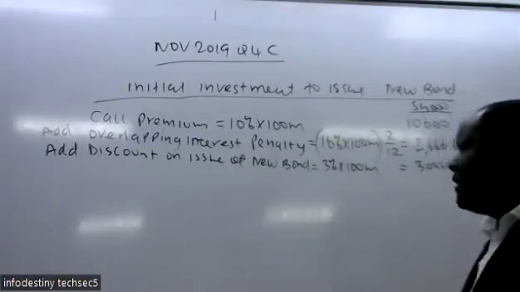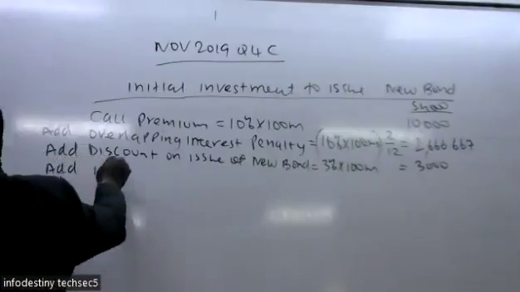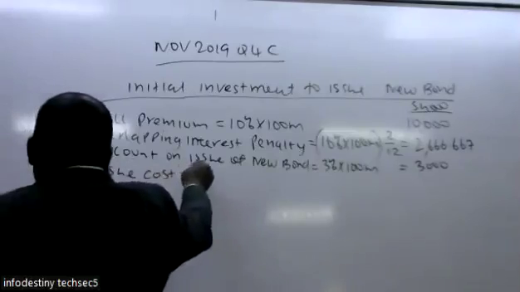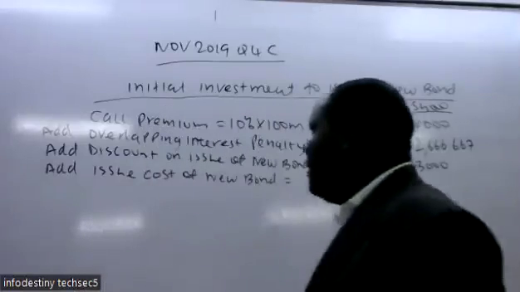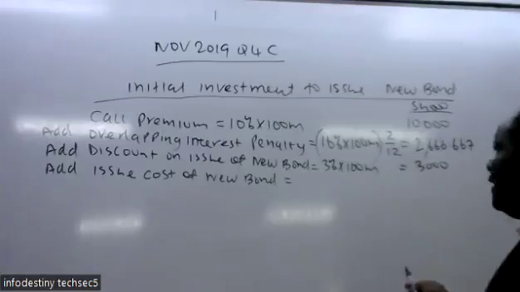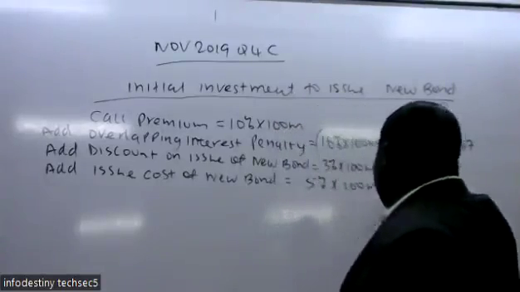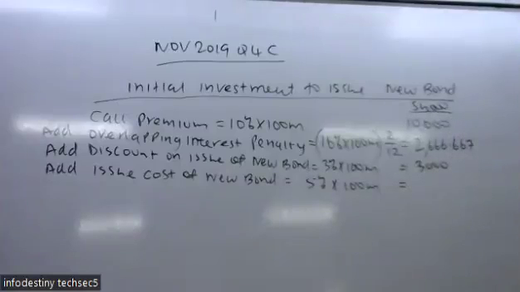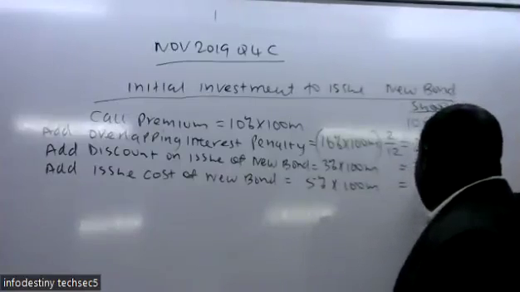Then apart from the discount on issue of the new bond, you also add the issue cost. The issue cost of also the new bond. It is also found at the same point where they also had stated that the issue cost of the new bond will be 5%. Where we got the 3%, there was also 5% of the par value, which is 100 million. So when we compute that figure, it is 5 millions.